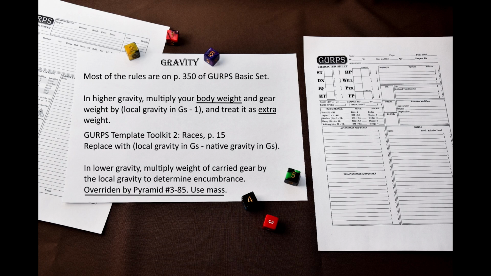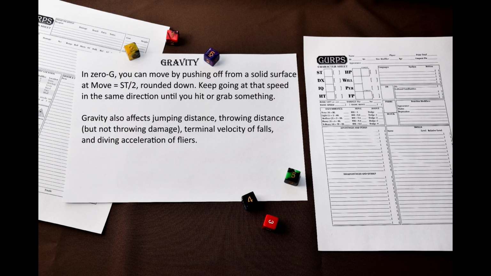As you can see, in this case, body weight does not matter, while your body weight does get reduced in a similar way. It does not affect your encumbrance. In zero gravity, you weigh nothing, but you must push off from a solid surface to move. Your move when doing so equals strength divided by 2 rounded down. And since there is no gravity, you will keep going at that speed until you grab or collide with something.